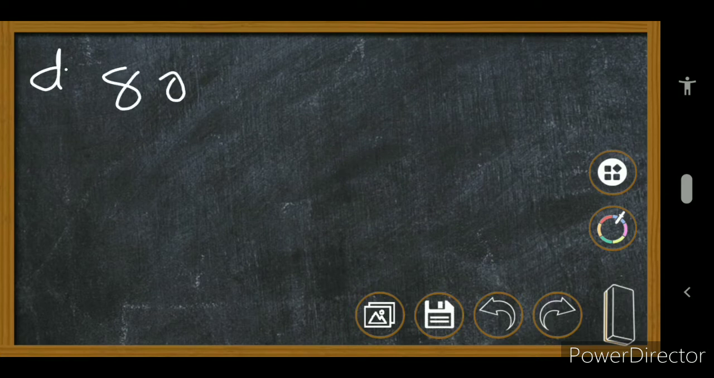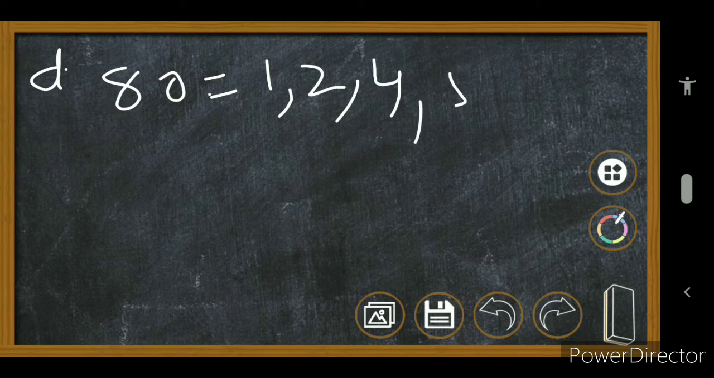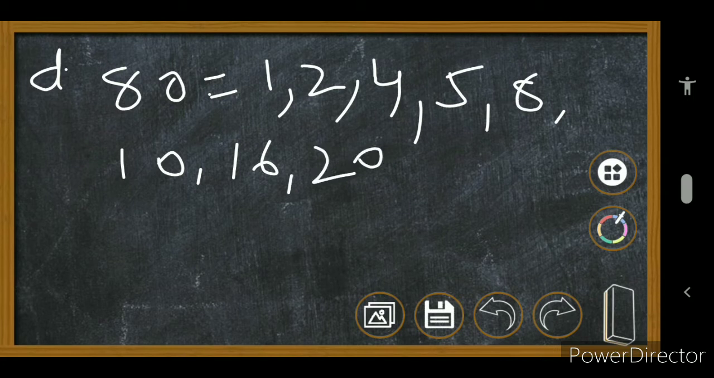80. So 80 factor is 1, 2, 4, 5, 8, 10, 16, 20, 40 and 80.